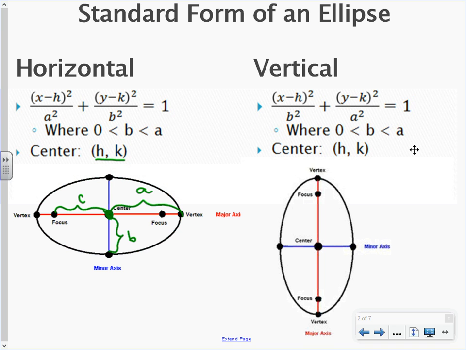A couple more things to talk about, and then we're going to do two examples. One example where I'm just going to give you the formula nice and pretty. One example where we are going to have to complete the square to get it into standard form.